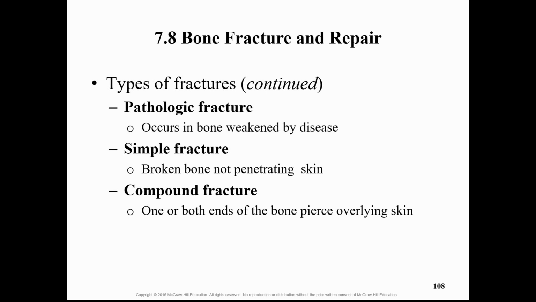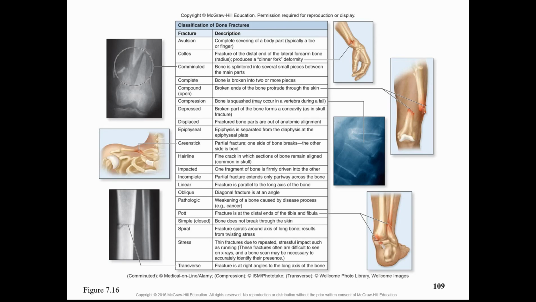A simple fracture is one where the bone is broken but not poking through the skin. A compound fracture is where at least part of the broken bone is poking through the skin. And then a pathologic fracture only occurs in weakened bone. If you get out of bed in the morning, take a step, and break your leg, not by tripping, just by standing up, then that's a pathologic fracture. So you can see there's a whole bunch of different types of fractures. There's avulsion fractures, Colles, comminuted, complete, compound, compression, etc. You should know some of these.